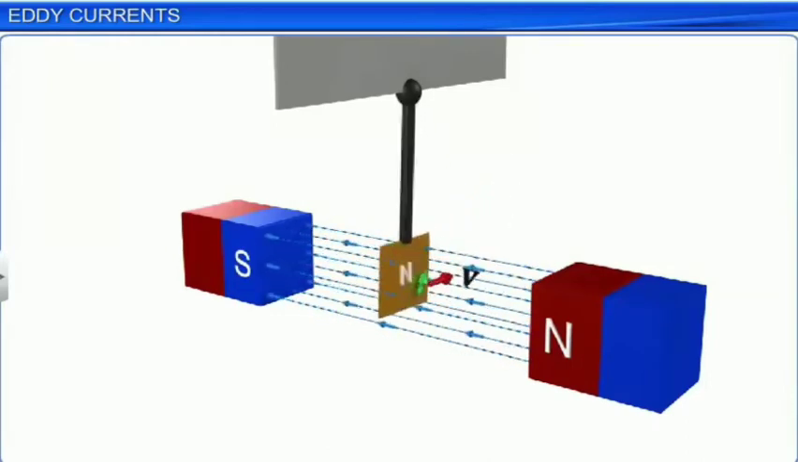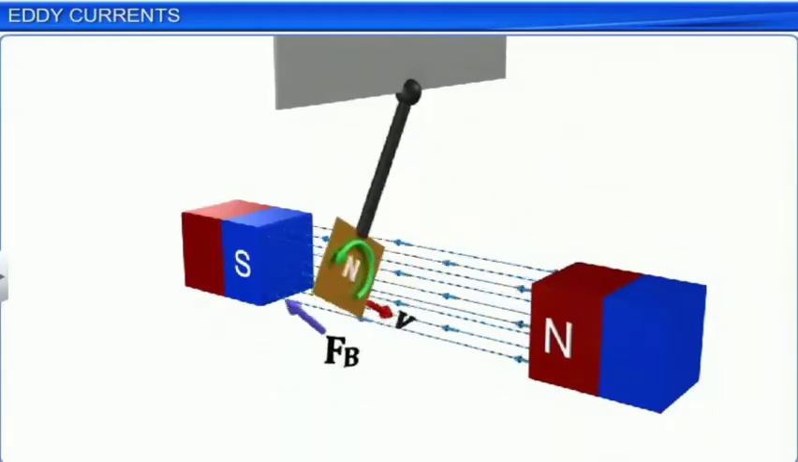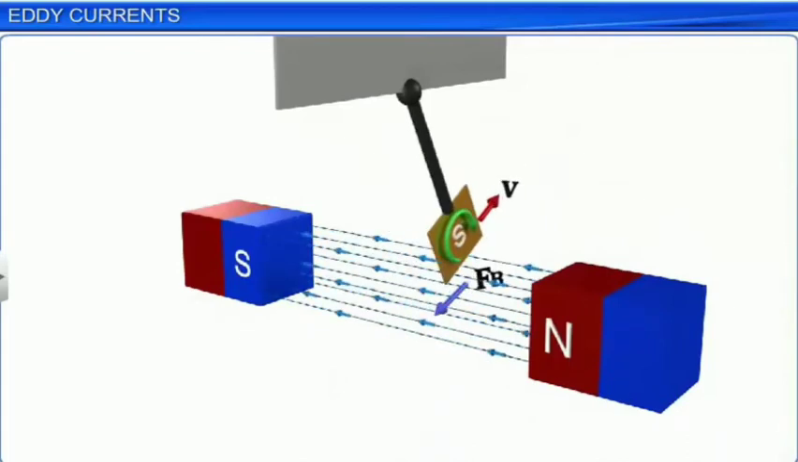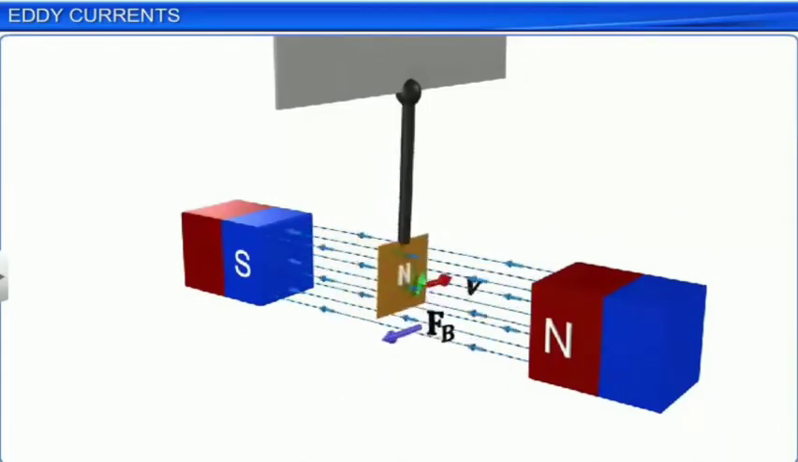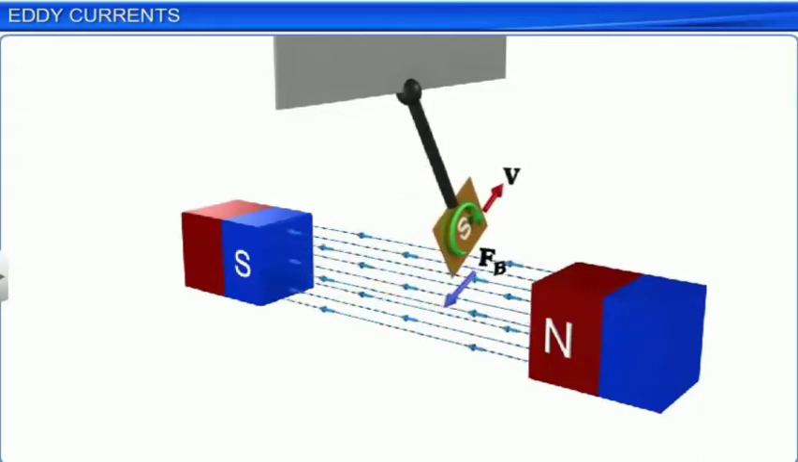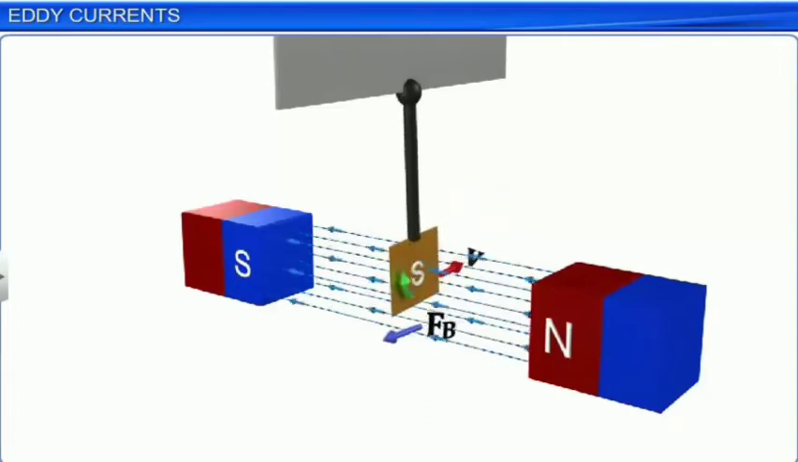The induced eddy current always produces a retarding force FB when the plate enters or leaves the field. This retarding force slows down the swinging of the plate and eventually brings it to rest. Thus, the oscillations of the plate are damped.